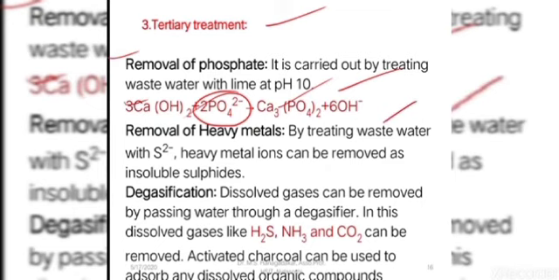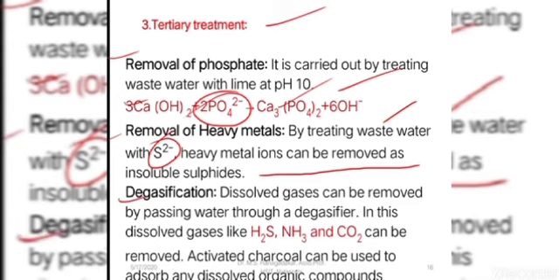So this is how you can remove the phosphate ions, by treating the water with calcium hydroxide or lime to maintain the pH at 10, and you are able to remove some of the phosphate components from the wastewater. Then the second one, removal of heavy metals. As the name indicates, heavy metals in the wastewater are precipitated by adding a sulfide component. As a result, heavy metals settle down at the bottom of the tank, and that water is allowed to go to the next process.